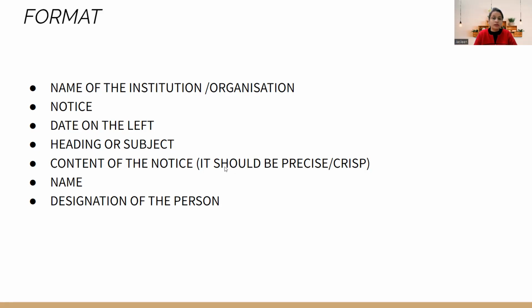Content of the notice. As I have already mentioned, it should be short. Who is writing? Who is the authority, or whom should we consult if we have any query? So the name of the person who has written the notice, the designation of the person, and the signature.